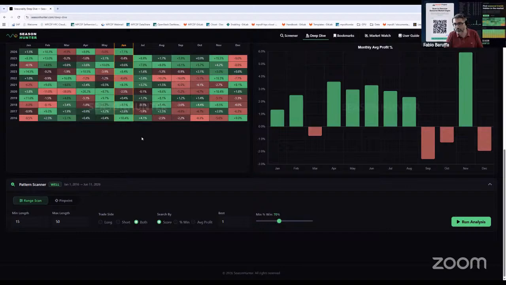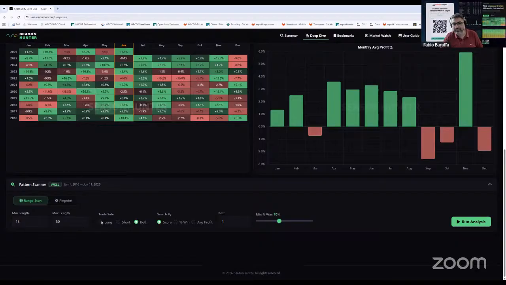We have built an algorithm that allows you to scan, among those years, each month of the year for the best seasonal window according to the metrics that you define. Let me explain a bit further. You have here the minimum length and maximum length, which means I analyze all the windows starting from 15 to 50 in steps of 5.